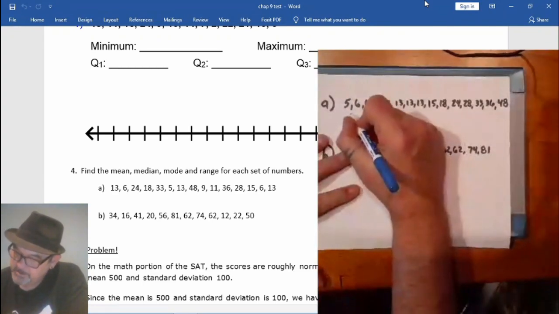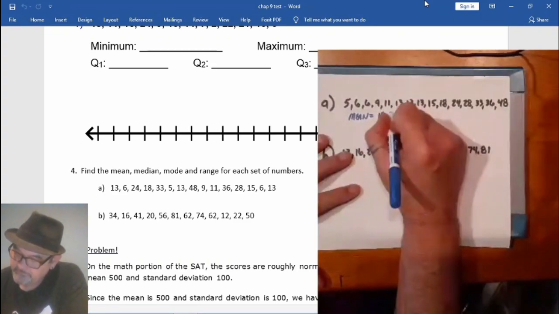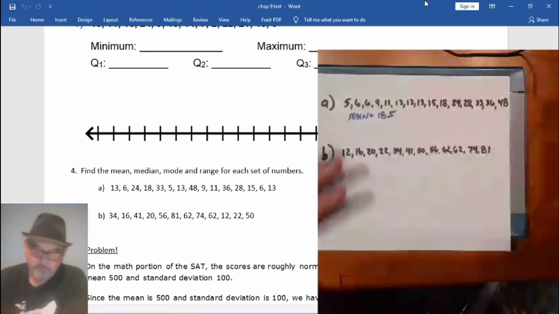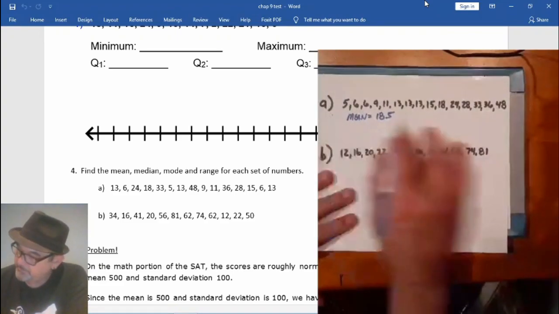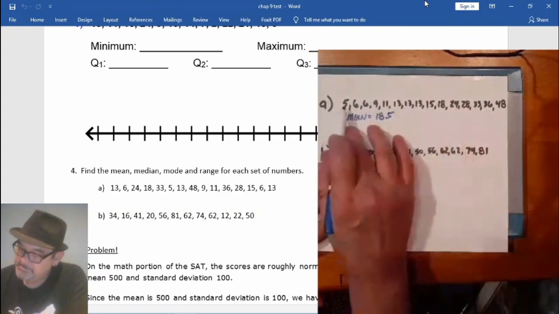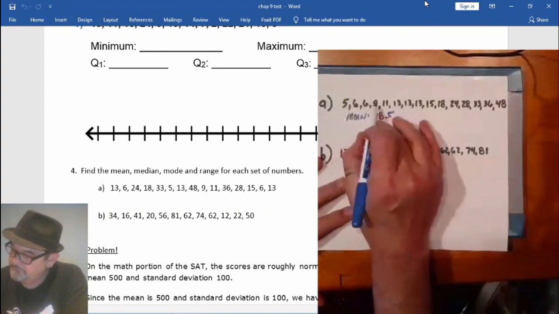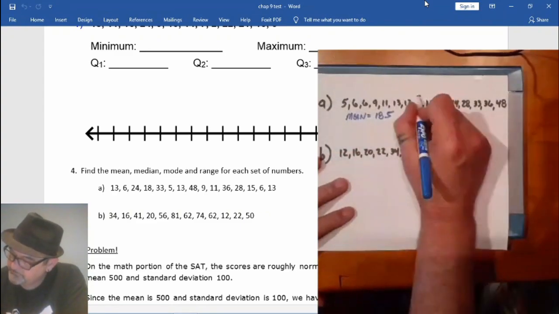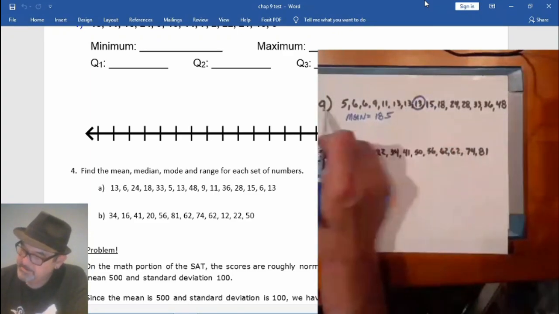So the mean is 18.5. Median, what's the center number? There were 15 numbers, right? So the number in exactly the center is going to be the 8th number on the list. 1, 2, 3, 4, 5, 6, 7, 8. 13, because that's going to split it into 7 on this side and 7 on that side.